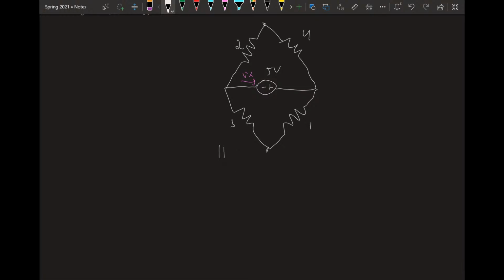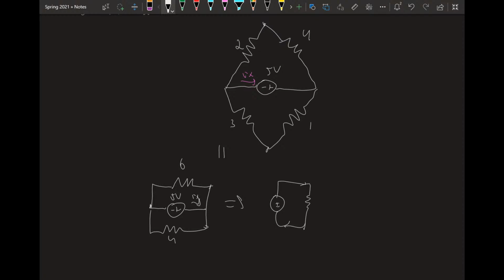So we can redraw this as 2 plus 4 is 6, 3 plus 1 is 4, 5 volts is still here, and we still want to solve for Ix, right? Okay, and so now let's redraw it again to make it more familiar to us. These are all in parallel, right? So we can solve for the equivalent resistance in parallel. 5 volts, Ix, and the parallel resistance when you do your parallel formula is 2.4 ohms.